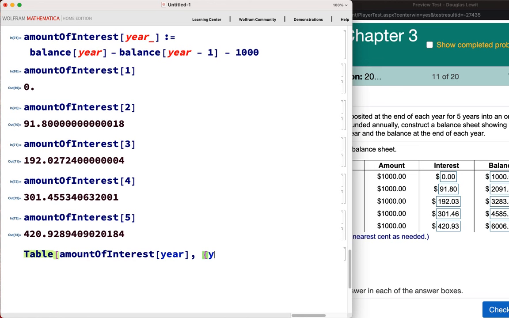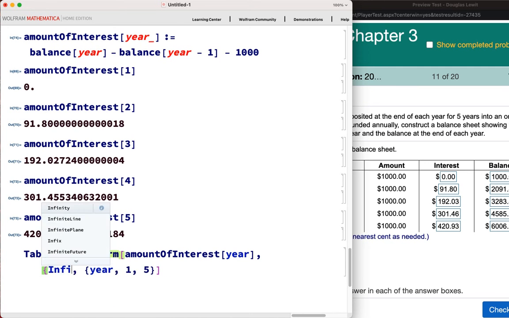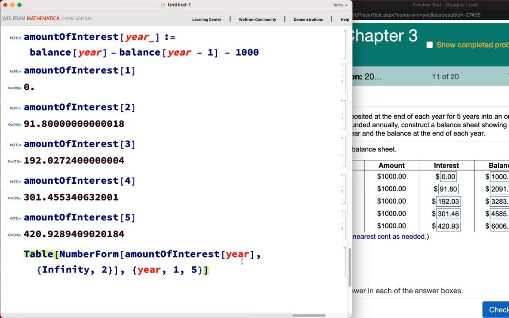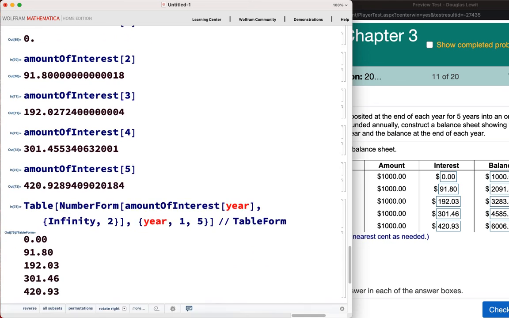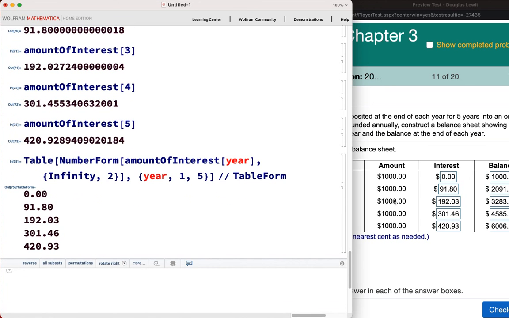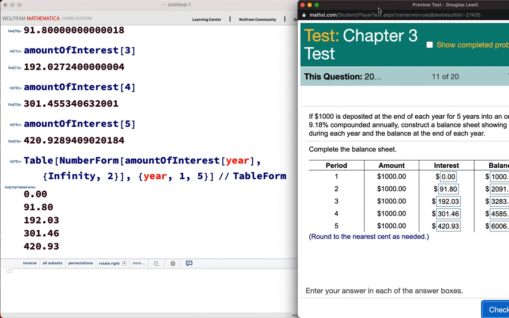year. Year goes from 1 to 5. And this is going to be number form, infinity 2, and let's table form it. So we have $0, $91.80, $192.03, $301.46, and $420.93. And it really does make a lot of sense.